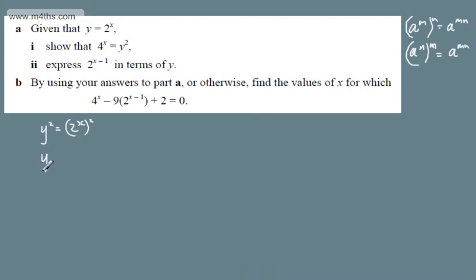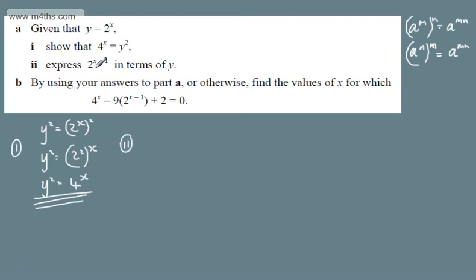So what I can do here is write that y squared is equal to 2 squared to the power of x. We know that 2 squared is 4, so we can simply write that y squared will be equal to 4 to the x. That's one of the many different ways that you could show that. So that's the first part. Let's now look at the second part.